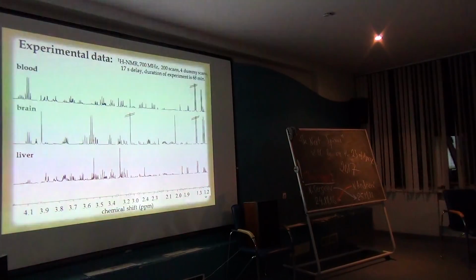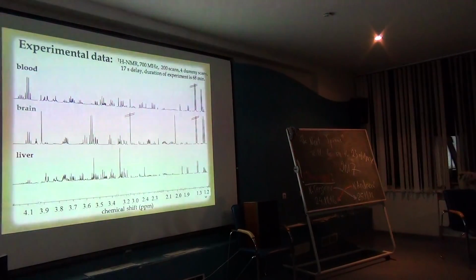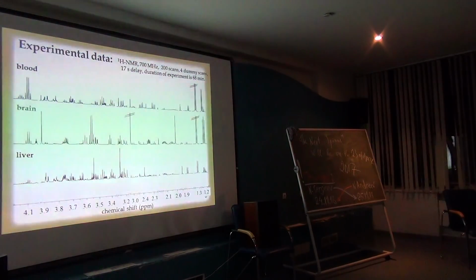Here you can see a representative NMR spectrum, just one part, because others also exist: blood, brain, and liver. We made the spectra for all animals, for all tissues, and for blood.